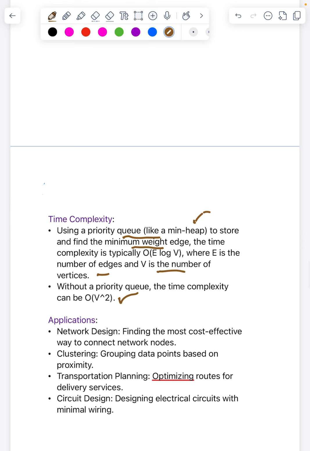If we use a priority queue, which is a min heap, and extract the min cost edge with its help, then the time is order of E log V. If we are not using a priority queue, then it is order of V square.